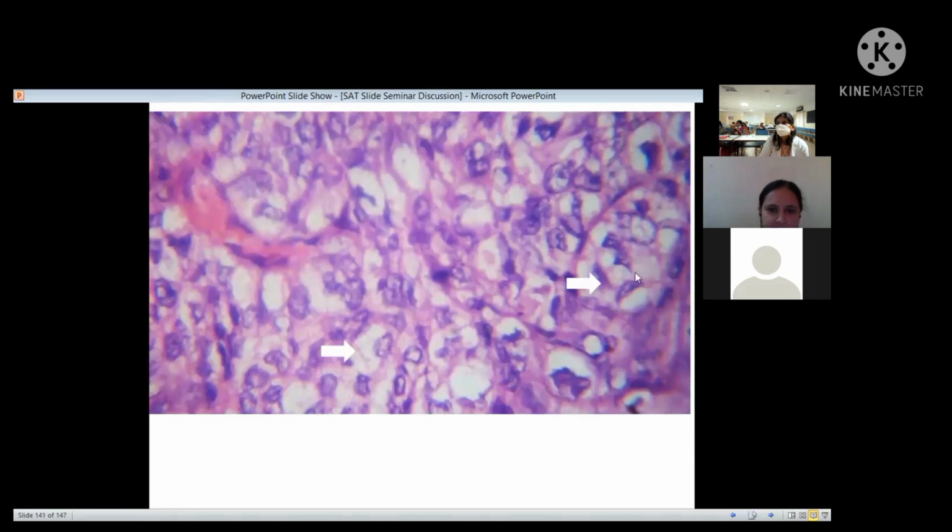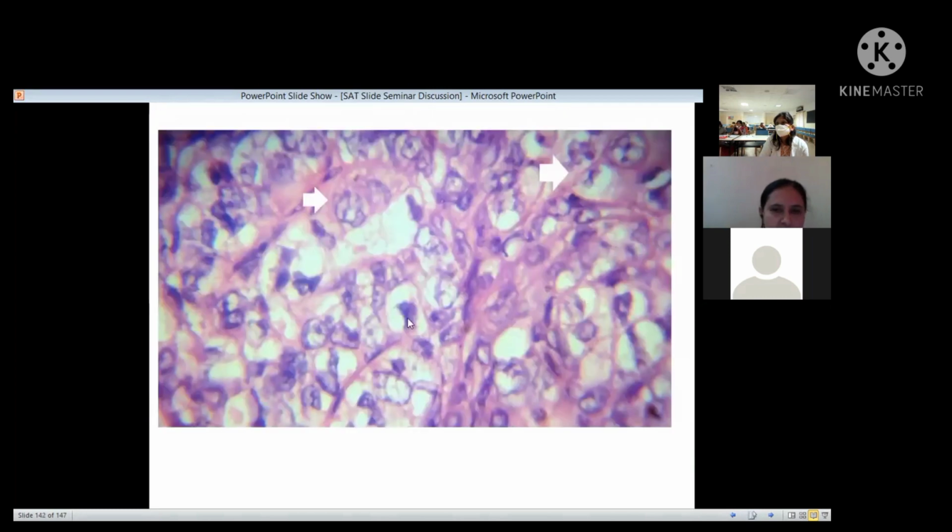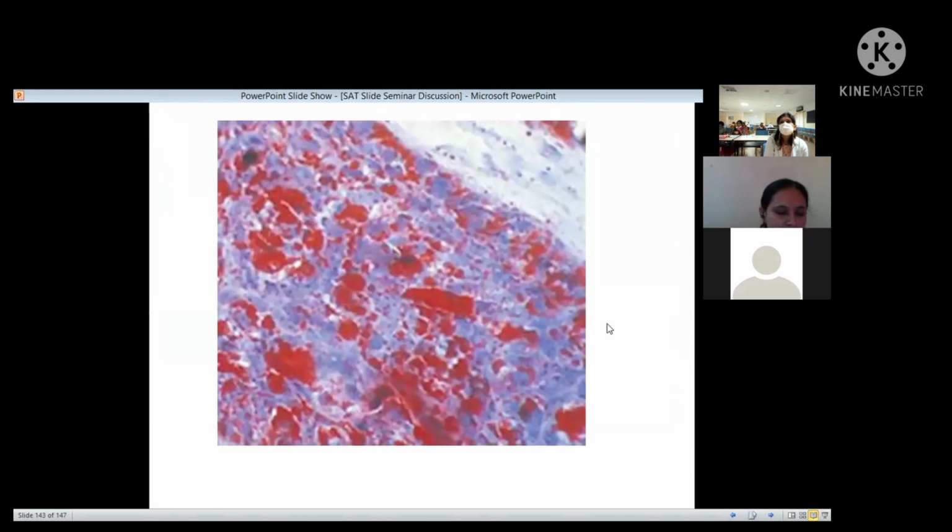So what is this stain? The sebaceous cells do contain something, no? Because of their foamy appearance. So what is the content of these cells? Yes, lipids. So this is an oil red O on a frozen section. These sebaceous tumors are positive for oil red O.